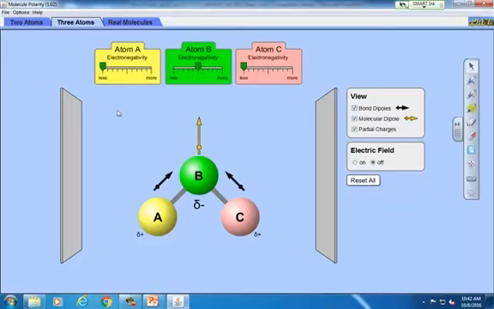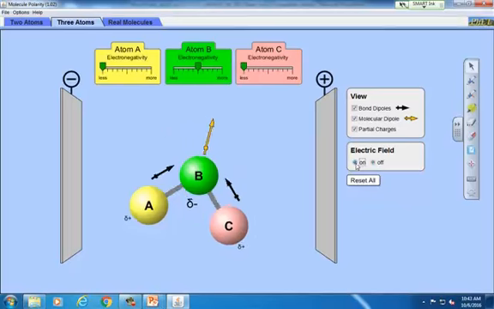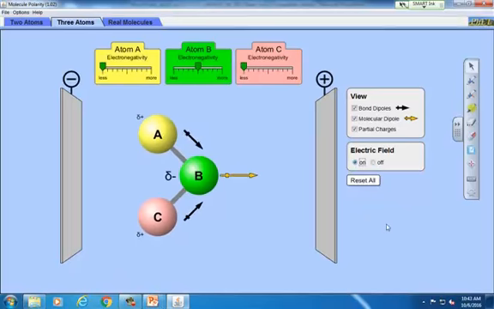So if I were to put my electrical field on here, the molecule is going to line up like that, because the molecule overall has a negative end and a positive end, and the negative end is going to be attracted to this positively charged plate.